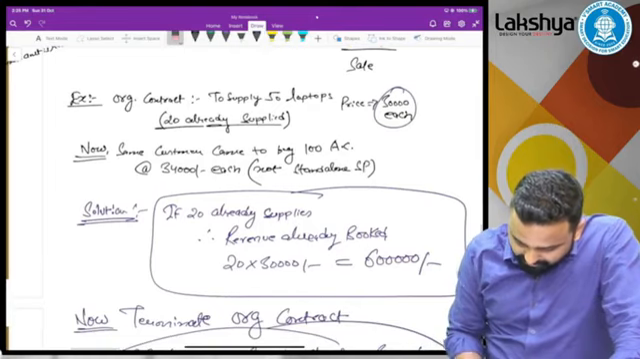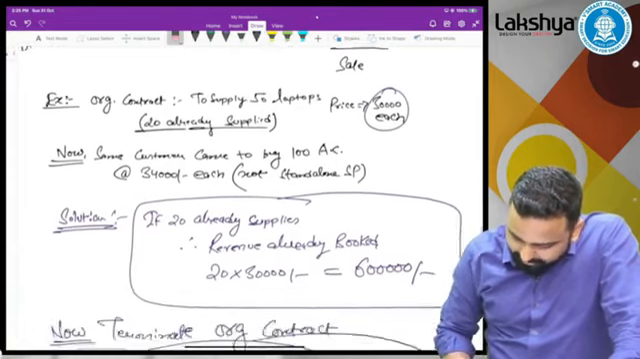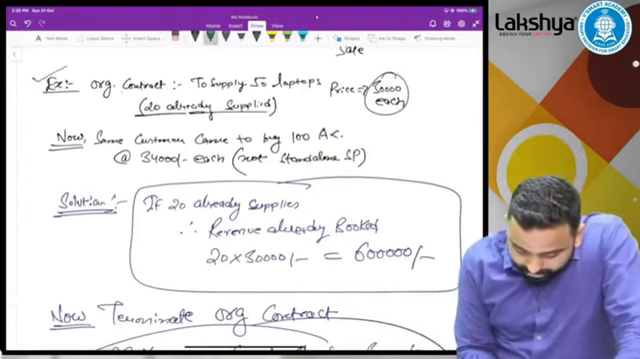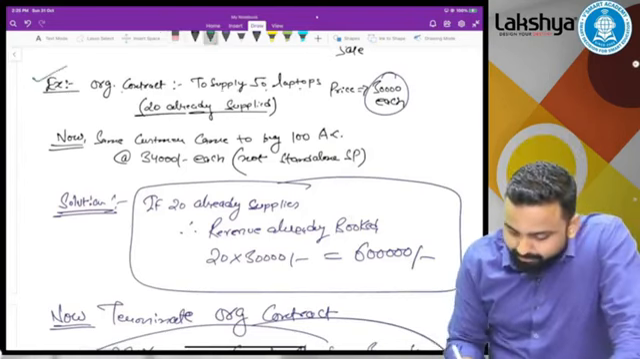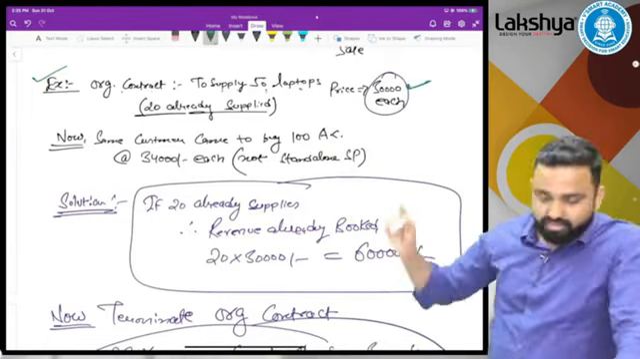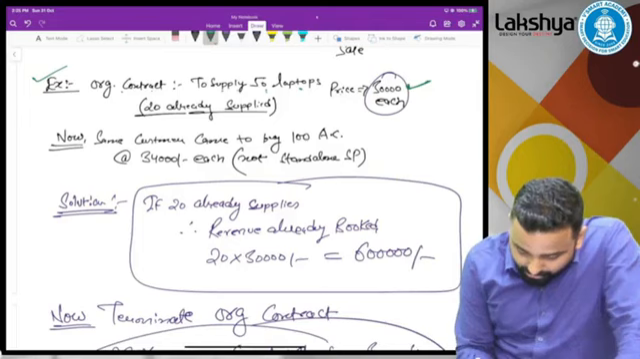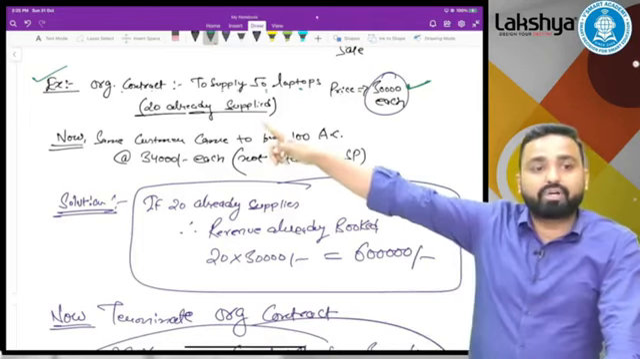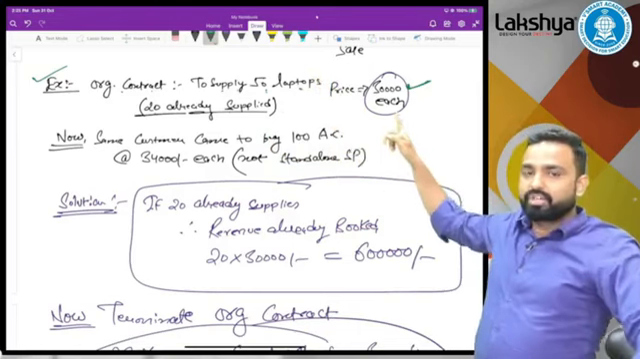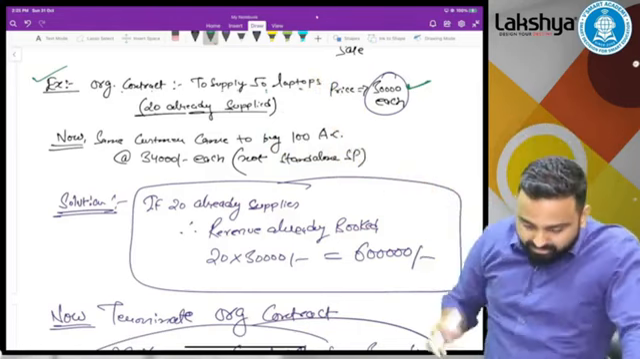Please look at the example. Original contract to supply 50 laptops, the price was 30,000 each. Out of which 20 laptops have been supplied already. So this is the original contract. The price is 30,000 each.